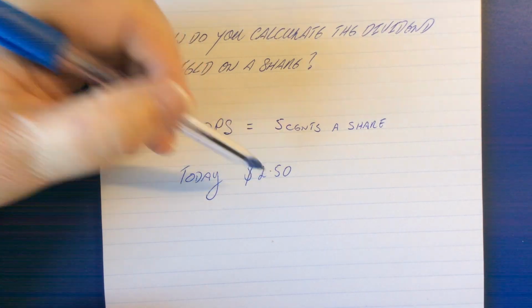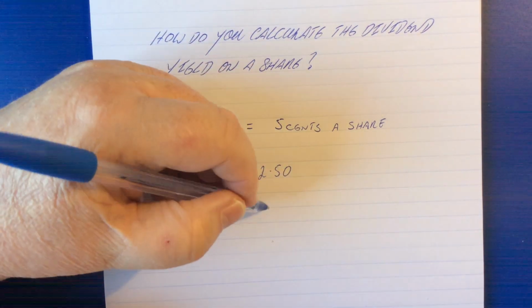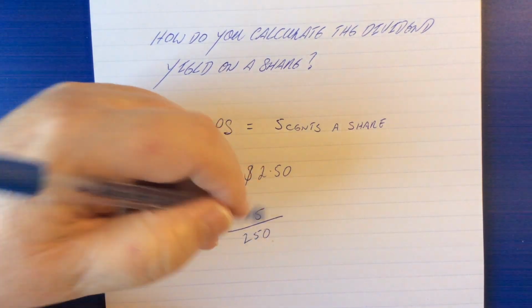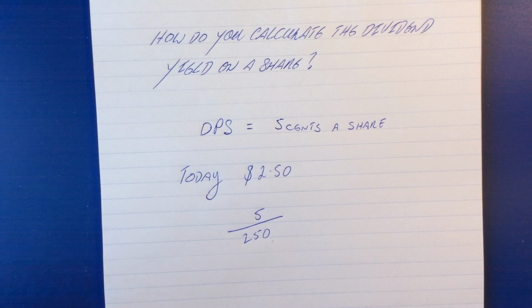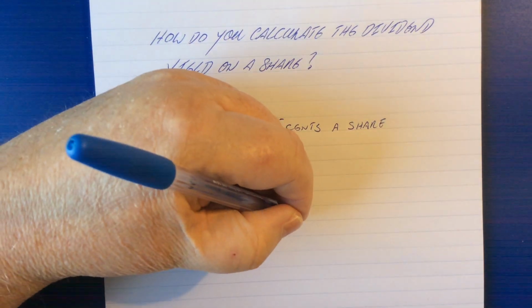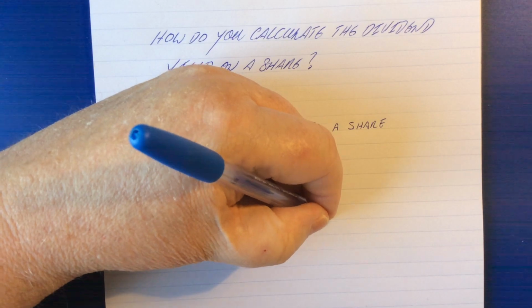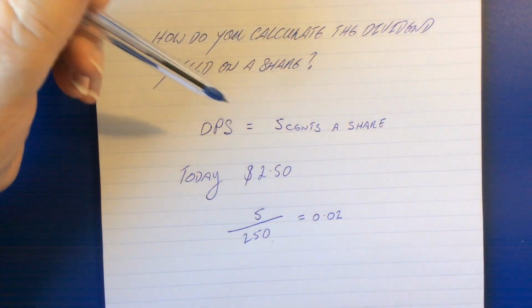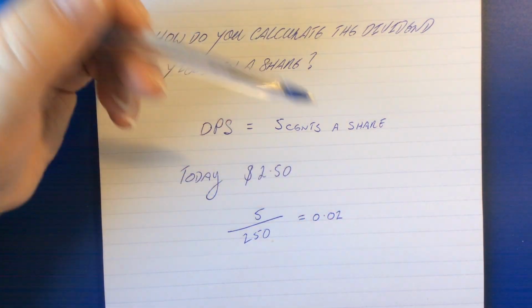So it's up to you how you do this. You can convert this to dollars or this to cents. It's easier to convert this to cents. So we have 5 divided by 250. Now, that's the sort of thing that can break down very easily as a fraction. What we get is a decimal, 0.02. This equals 0.02.